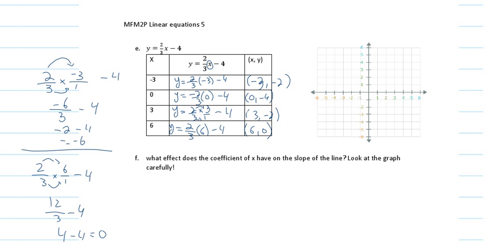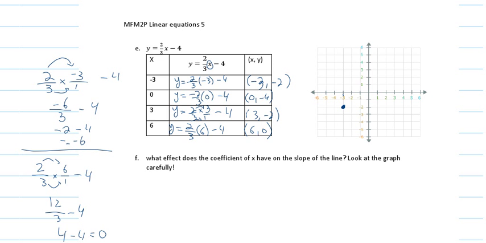I have to put them on the graph. So my first point is negative 3, negative 6. So I have to go to negative 3 on the x-axis, and I have to go down. So this is where the negative 3 is on the x-axis. If I go down, that brings me down to this point right here. My next point is 0, negative 4.